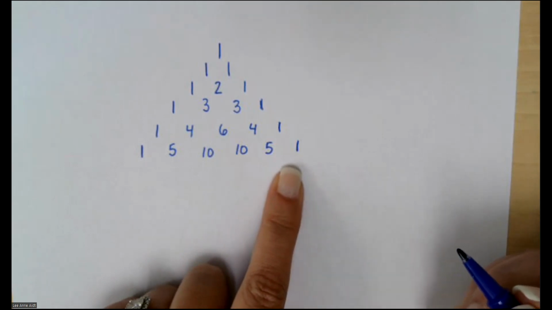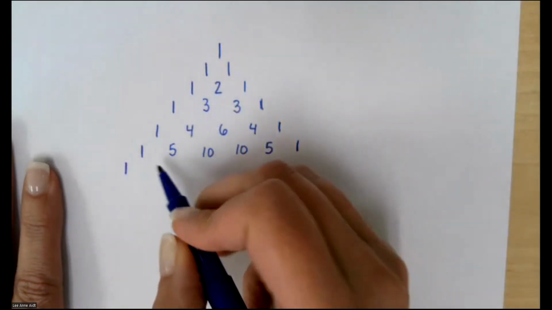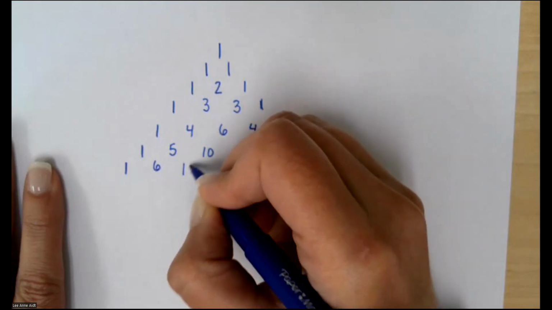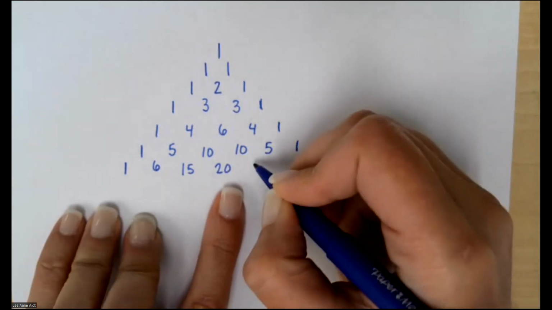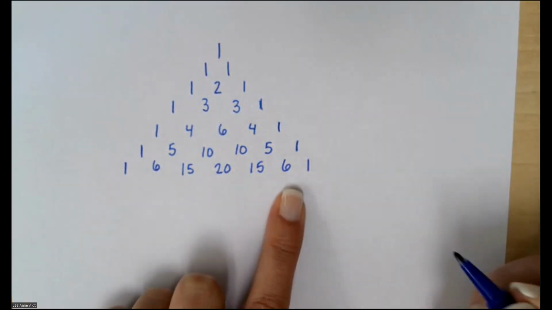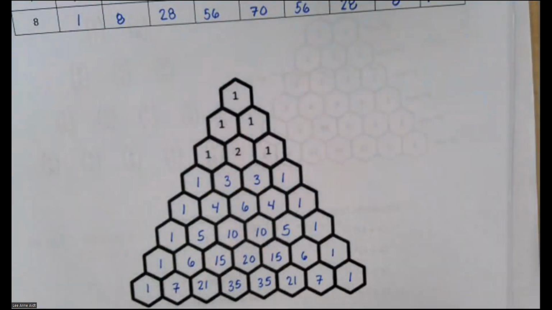Do you get how to? Okay, I'm going to do one more. 1 plus 5 is 6. 5 plus 10 is 15. 10 plus 10 is 20. 10 plus 5 is 15. 5 plus 1 is 6. And end with a 1.